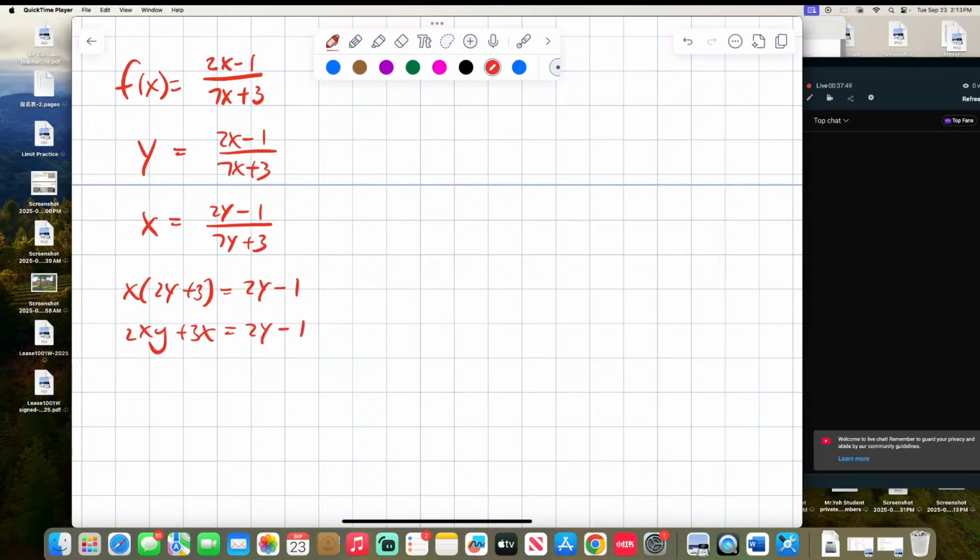So I'm gonna move the 3x to the other side, so it'll be 2xy minus 2y equal to negative 3x minus 1.